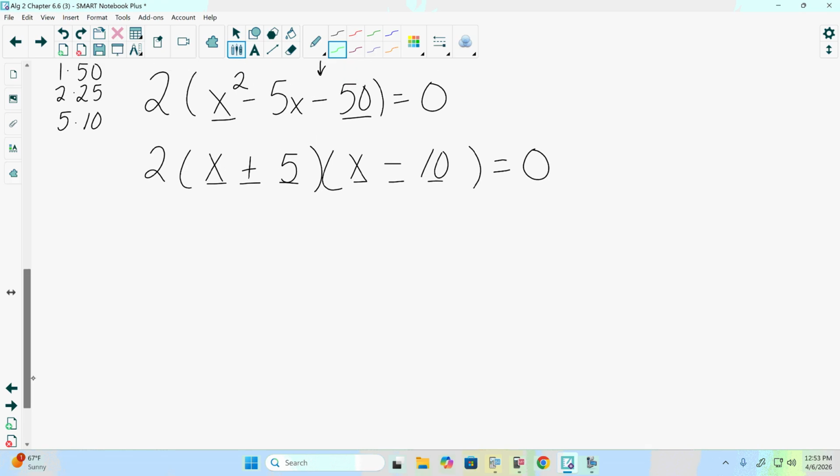And the whole goal was to get it written in this product form, because whenever I have two or more things multiplied together to equal 0, one of those terms has to be 0. So we're saying that either x plus 5 is 0 or x minus 10 is 0. We don't care so much about the 2, because there's no way for me to make this 2 here be 0. Nothing I can do to it.